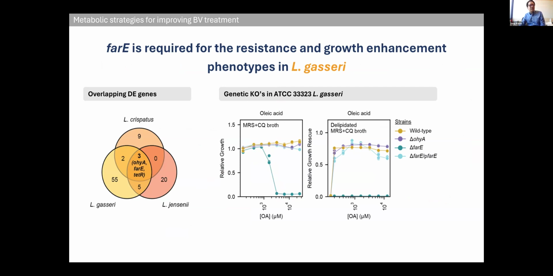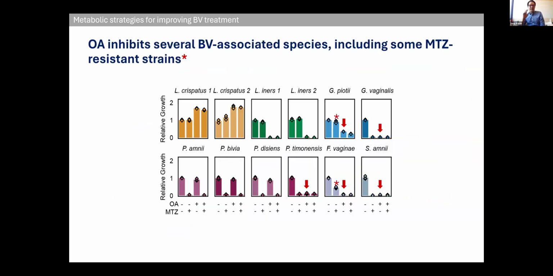And then we thought, well, could this be leveraged to try to affect vaginal microbial communities? And so what we showed was that if you take oleic acid alone, that will increase Lactobacillus crispatus, either alone or in combination with metronidazole. And of course, it will decrease Lactobacillus iners. But interestingly, oleic acid alone could also, by itself, inhibit some of these anaerobes that are present in these BV-like communities.